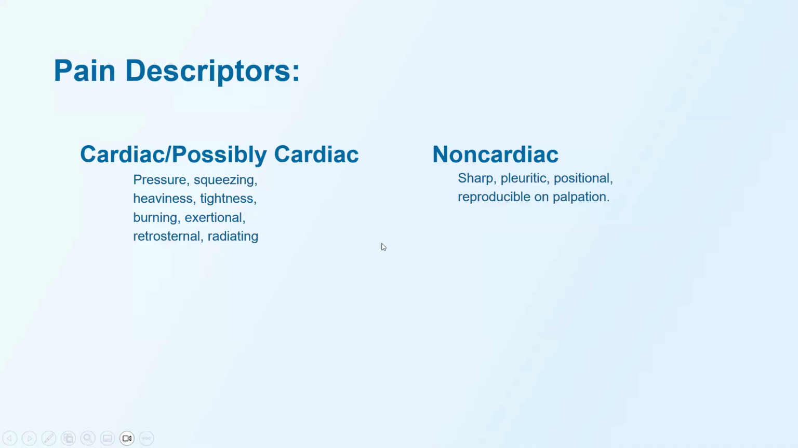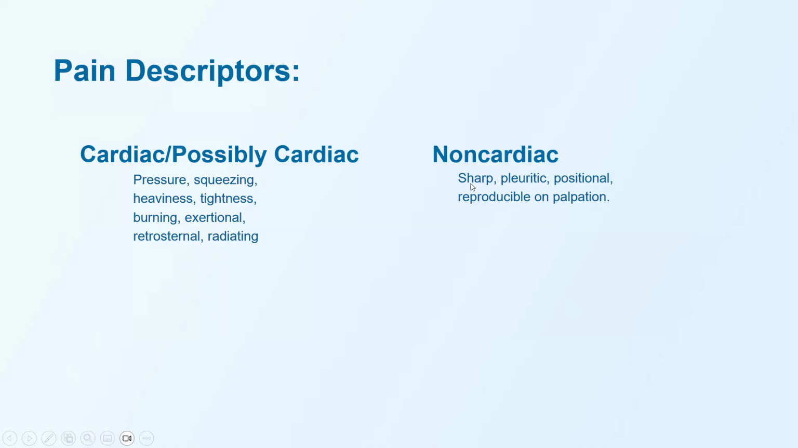Now, here are some descriptors for cardiac or possibly cardiac pain versus non-cardiac pain. Cardiac pain feels like pressure, squeezing, heaviness, tightness, burning. Burning is also more specific for GERD or reflux, but it can also feel like burning, but usually it would be a very non-specific area. It is usually exertional. It feels like it's behind the chest wall. So the patient would say it's on the inside, and usually it's radiating.